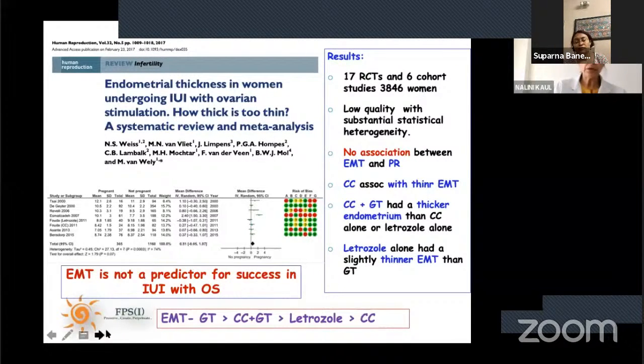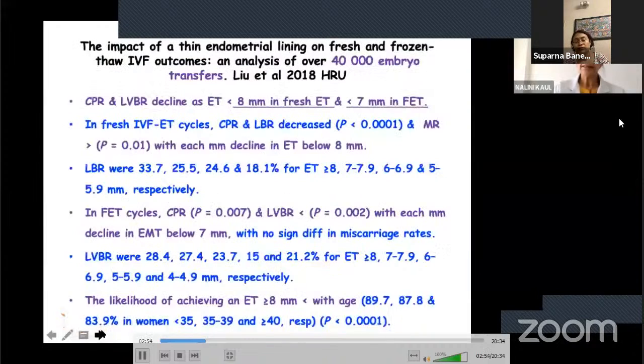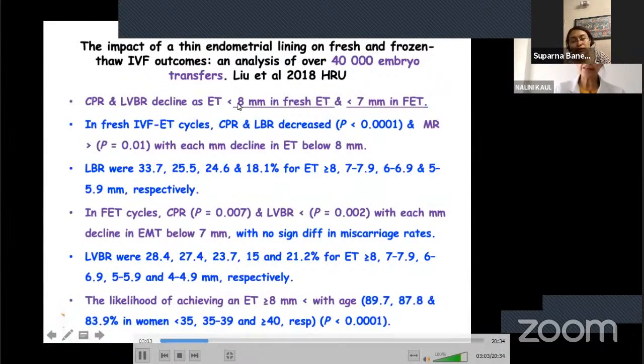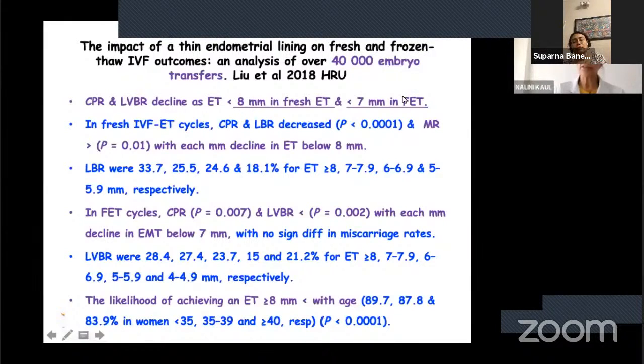When it came to IVF, this large study, of almost 40,000 embryos transferred, showed that in fresh transfers, if the endometrium is less than 8 millimeters, and in frozen transfers, if the endometrium is less than 7 millimeters, then there is a decline in clinical birth rate and live birth rate. And in fresh embryo transfers, low ET below 8 also suggests a higher miscarriage rate.